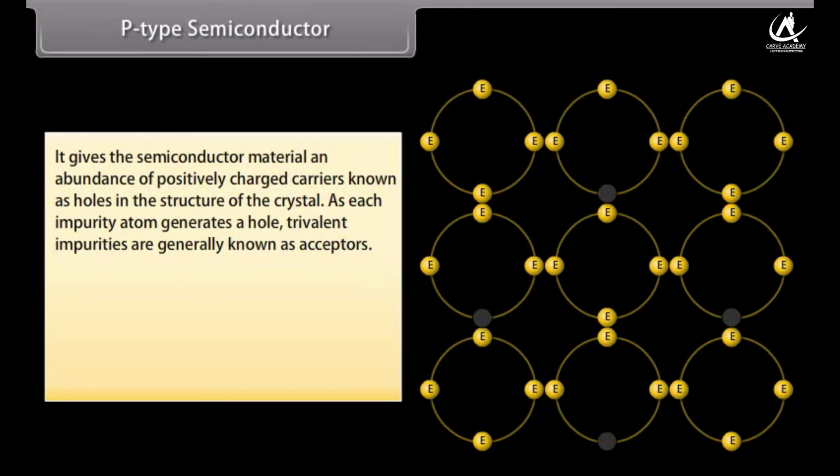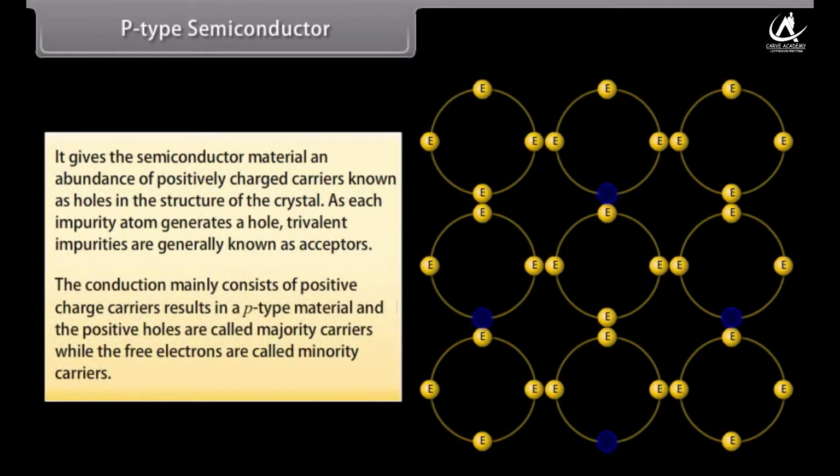As each impurity atom generates a hole, trivalent impurities are generally known as acceptors. The conduction mainly consists of positive charge carriers, resulting in a p-type material, and the positive holes are called majority carriers while the free electrons are called minority carriers.